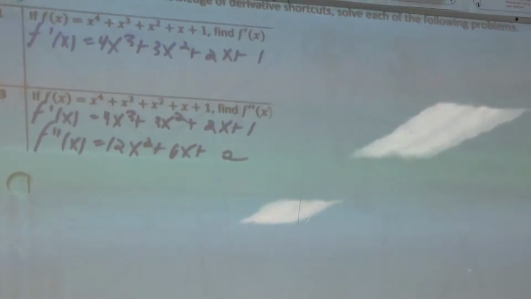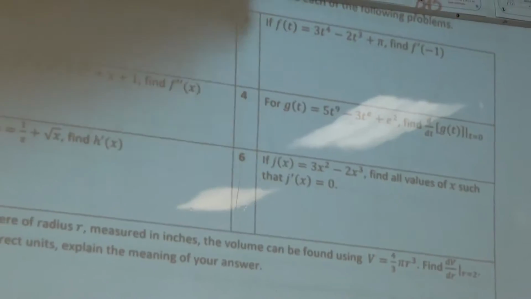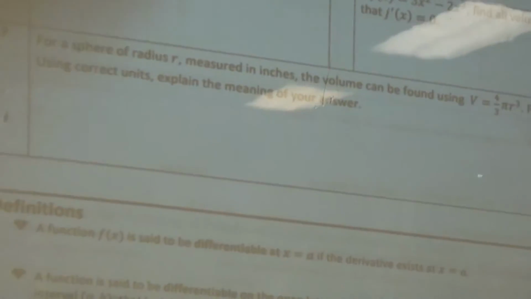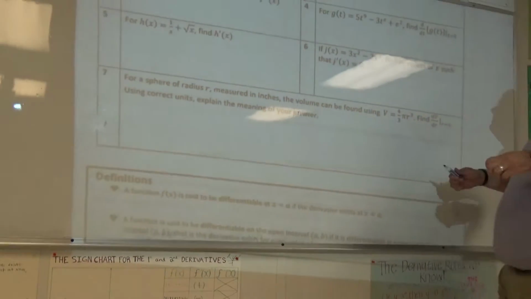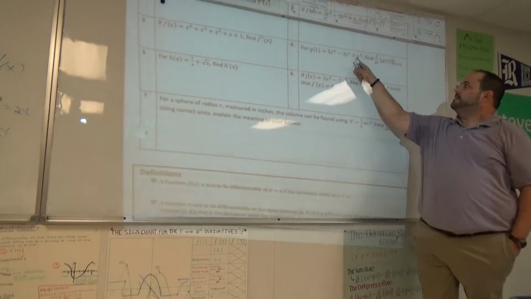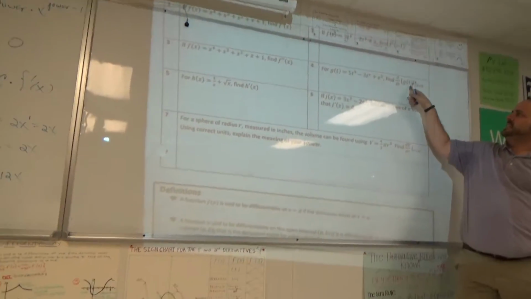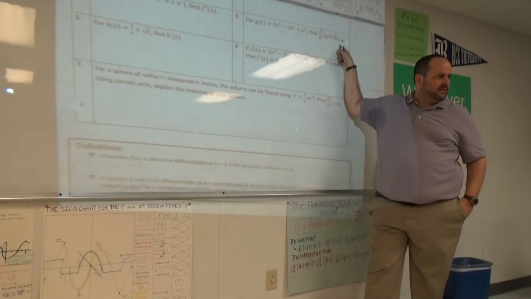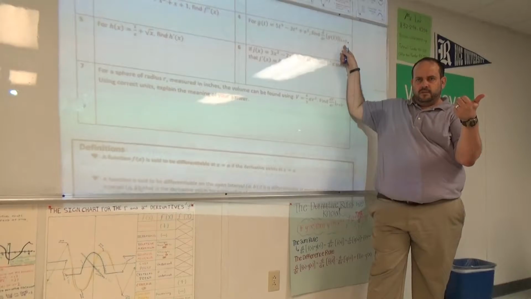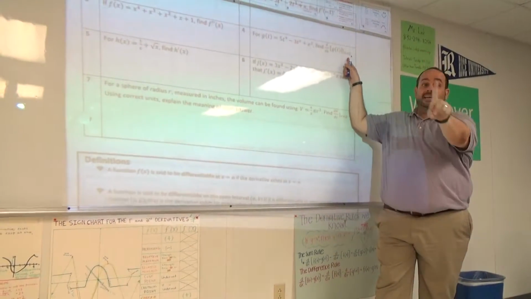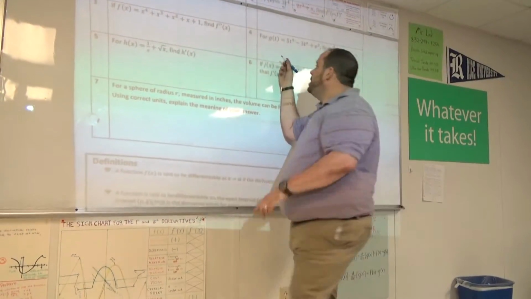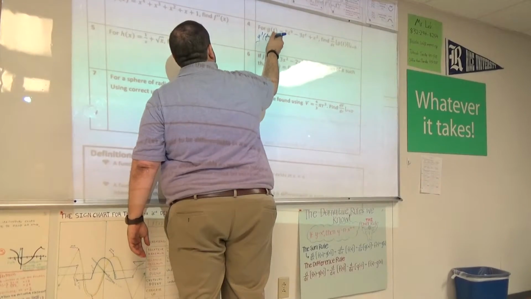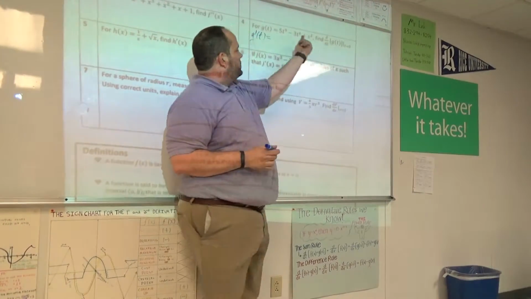Okay, now number 4. I want to do number 4 and number 5 with you guys relatively quickly. Number 4, g of t equals 5t to the 9th minus 3t to the e plus e squared. Find d dt of g of t at t equals 0. What am I really asking for? Find the derivative at t equals 0. So first find g prime.